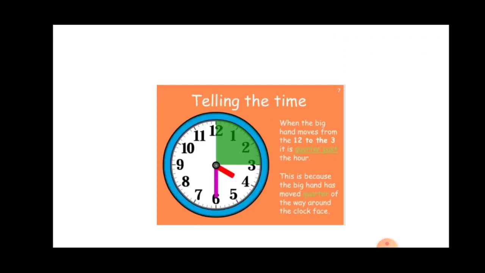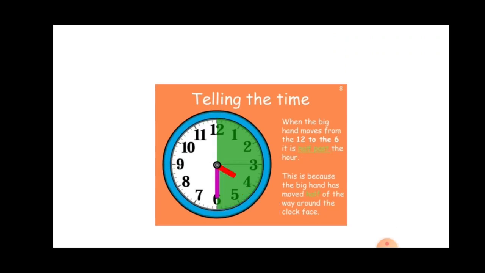Now telling the time, when the big hand or the long hand moves from 12 to 3, it is quarter past the hour. This is because the big hand has moved quarter of the way around the clock face. Telling the time, when the big hand moves from 12 to the 6, it is half past the hour. This is because the big hand has moved half of the way around the clock face. As you see in the picture, the green part is half of the clock.